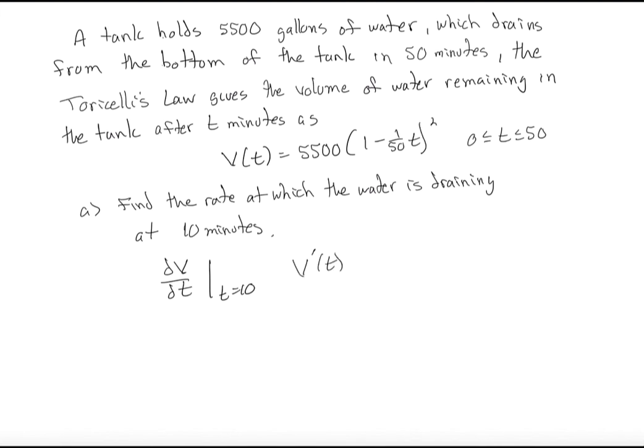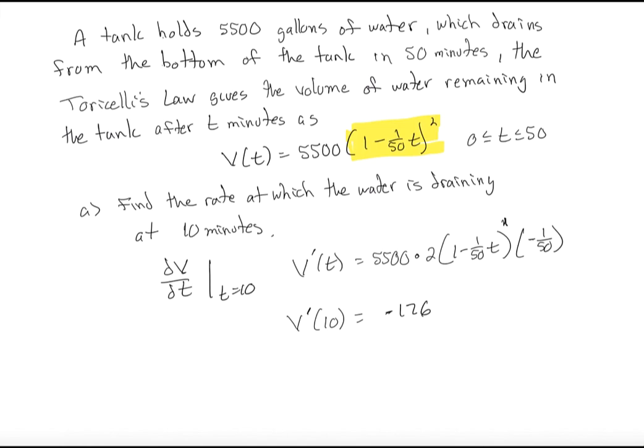So what is v prime of t? I'm going to take the constant out front. Then I'm going to look at the derivative of the quantity squared. So take the derivative of the outer. It's going to give me 2 times (1 minus 1/50 t), all raised to the first. And then I multiply by the derivative of the inside. The derivative of 1 is 0. The derivative of a linear function, 1/50 times t, is just going to be negative 1/50. So now for part A's answer, I'm going to plug 10 into this equation and get negative 176.